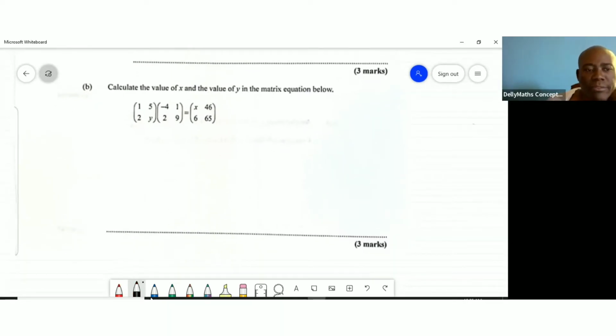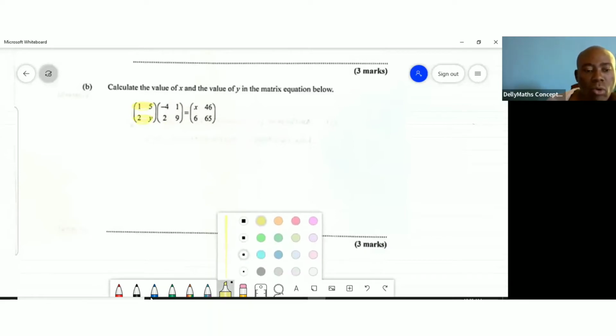Right here, what we have to do is multiply this matrix here by that matrix there, all right? And then after that, we're gonna use equated matrices to solve the values there. So definitely, when we multiply matrices, we're multiplying rows by columns. So I'm gonna highlight the rows here. Here is the row, that's the other row.